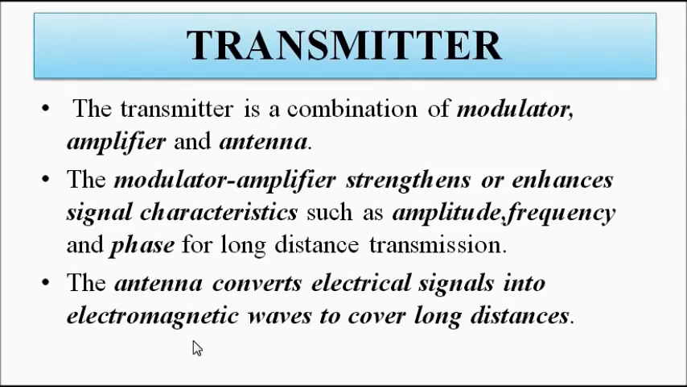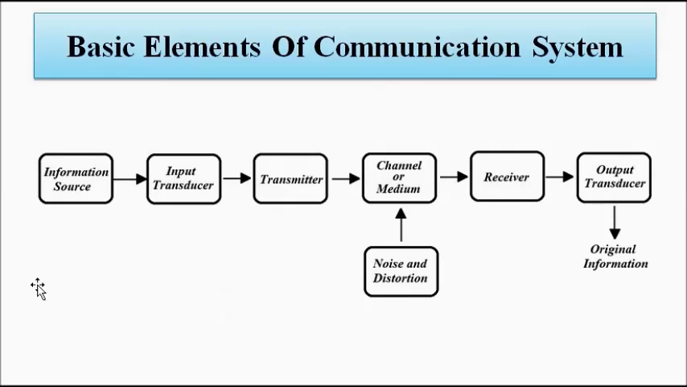Okay, so that is the job of the transmitter. It consists of a modulator, amplifier, and antenna, which basically enhance the signal characteristics and raise the strength of the signal so that it can cover long distances. Okay, so the transmitter is done.